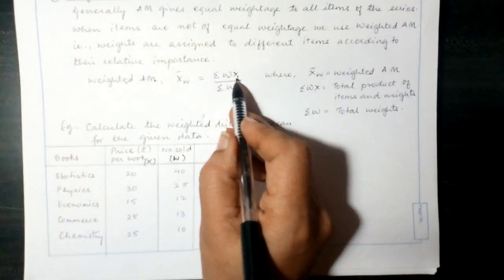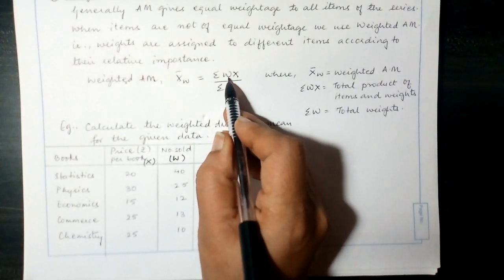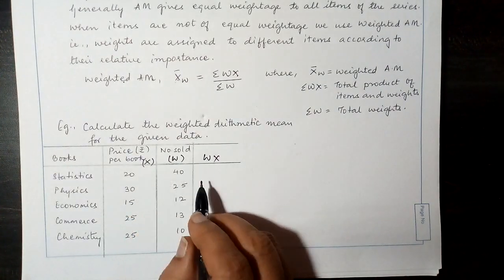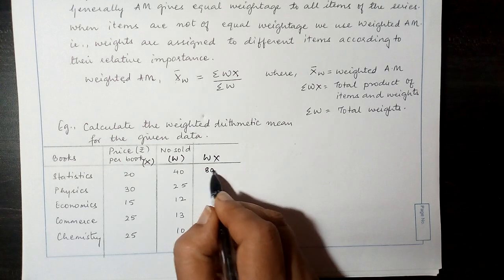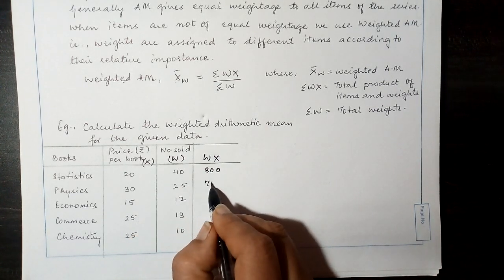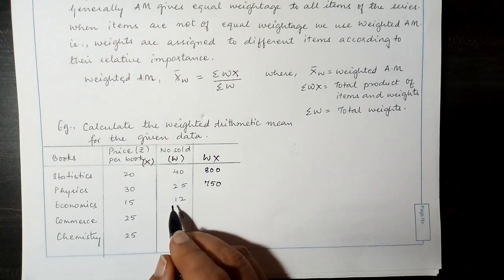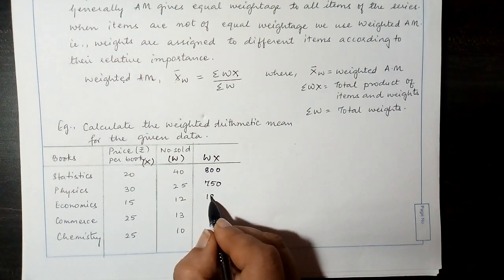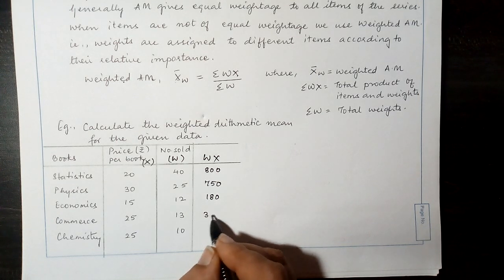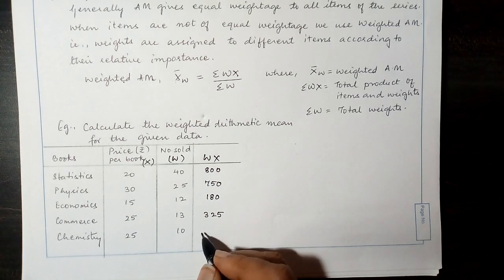Now what is the thing that we need to calculate? Wx. So we will multiply W and X. So 20 into 40 gives us 800. Then we have 30 into 25, 750. 12 into 15, 180. 13 into 25, 325. Then 10 into 25, 250.